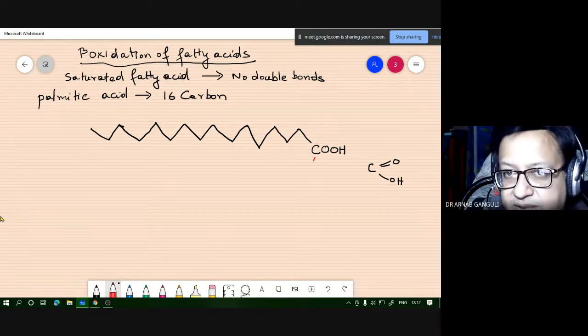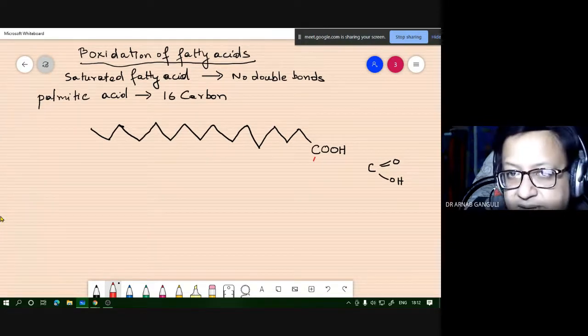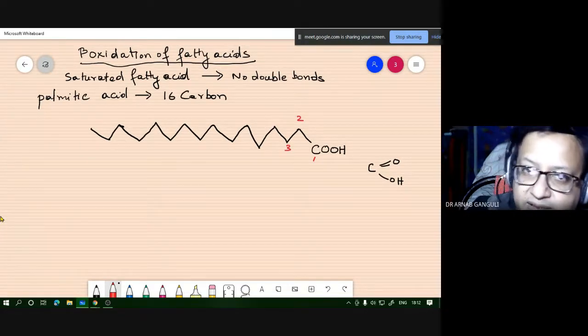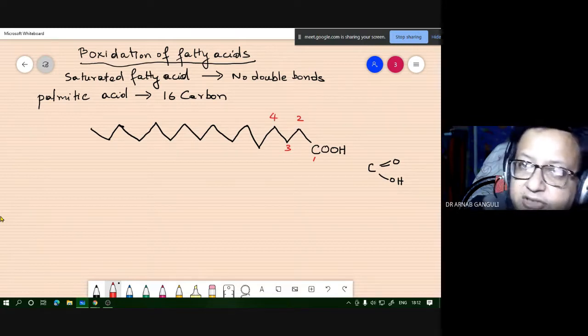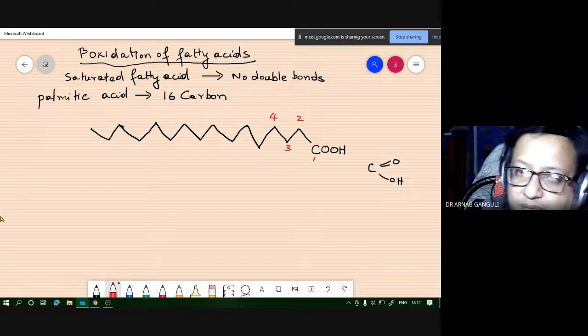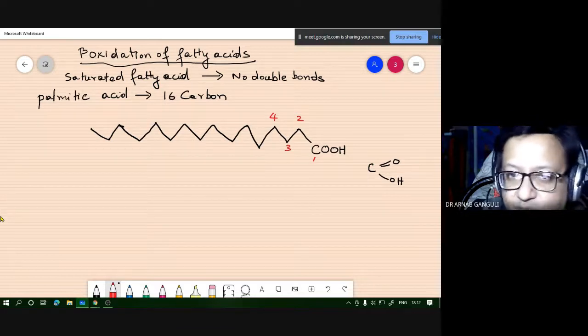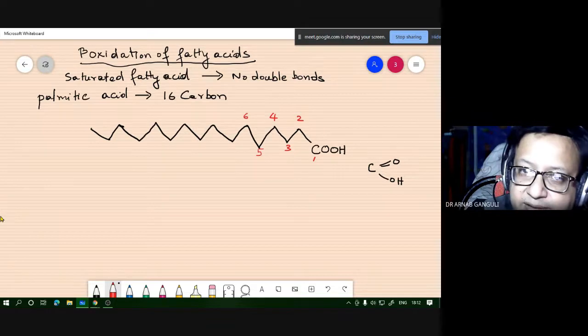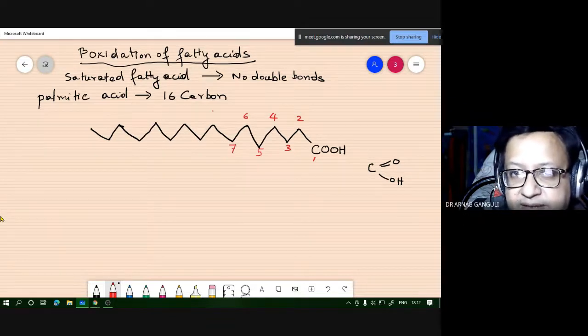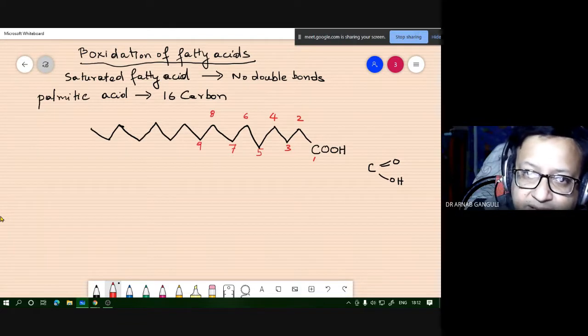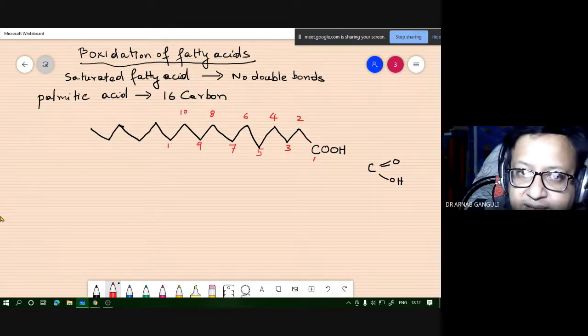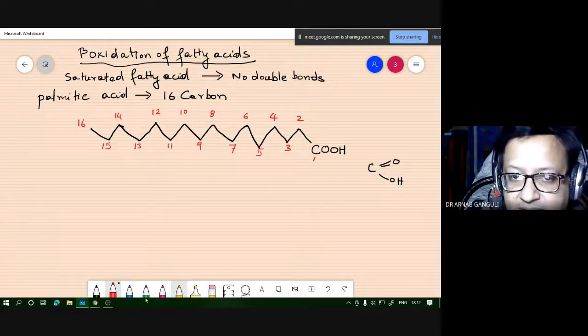The first carbon is here, first carbon, second carbon, third, fourth. This is very easy. Draw the structure like this, telling loudly in your mouth that this is it. 4, 5, 6, 7, 8, 9, 10, 11, 12, 13, 14, 15, and 16.